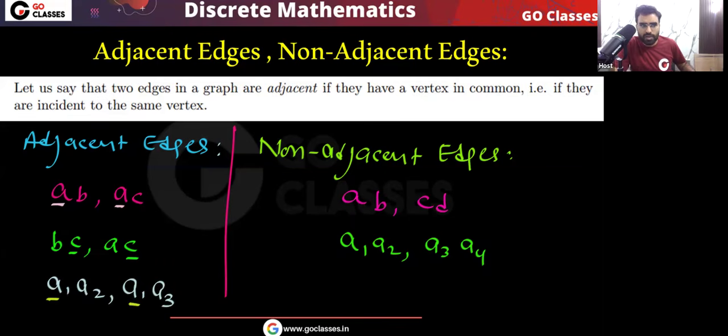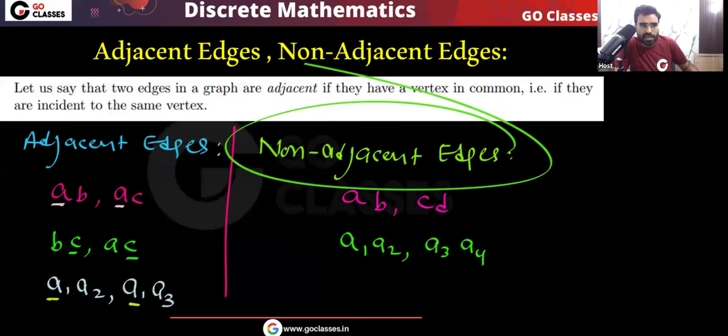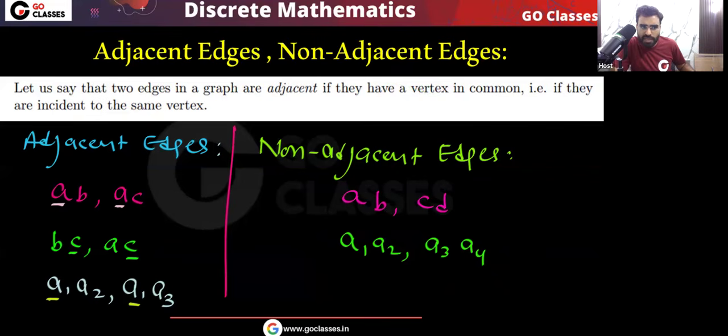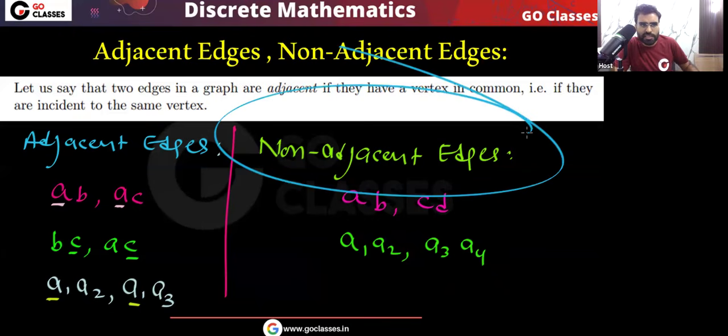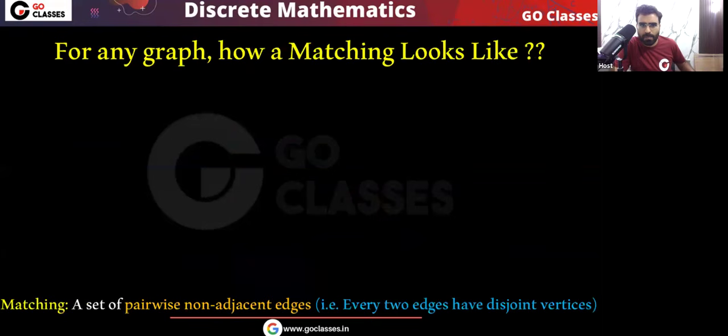Very simple. So when you have non-adjacent edges, all the vertices they cover will be different vertices, because non-adjacent edges do not share any common vertex or any common endpoint. So I hope you understood how non-adjacent edges look and how adjacent edges look.